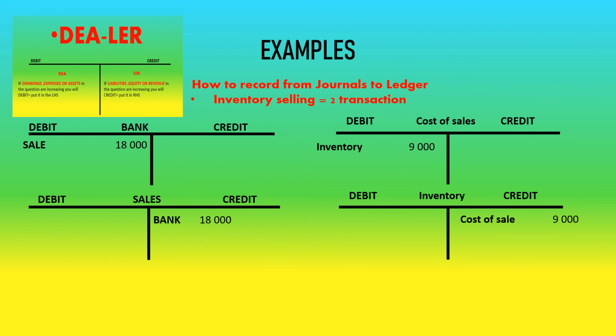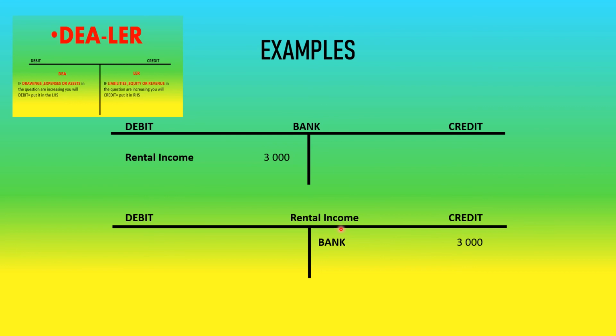right hand side. Okay, the next example we're doing is the rental income example. That's an easy example. Rental income is revenue. Revenue, when it increases, will go on the right hand side. Therefore, in rental income, we put it on the right hand side. The money that went to the bank. Bank is an asset. Assets are increasing. According to the dealer rule, if assets are increasing, you would put it on the left hand side in debit.